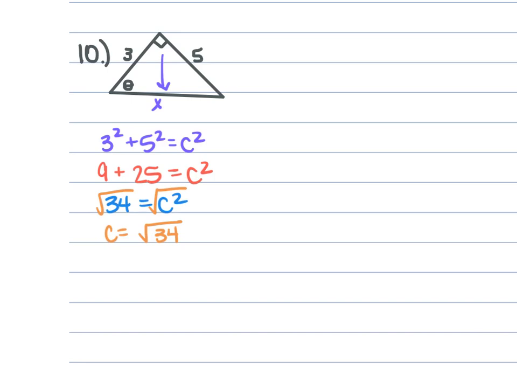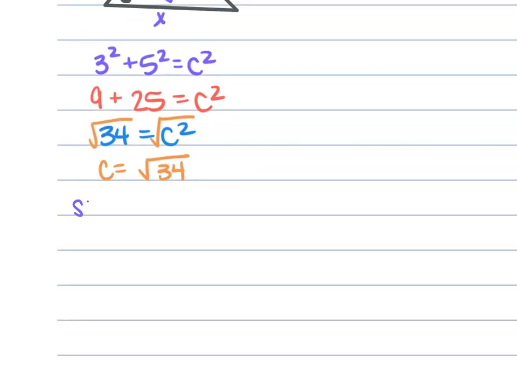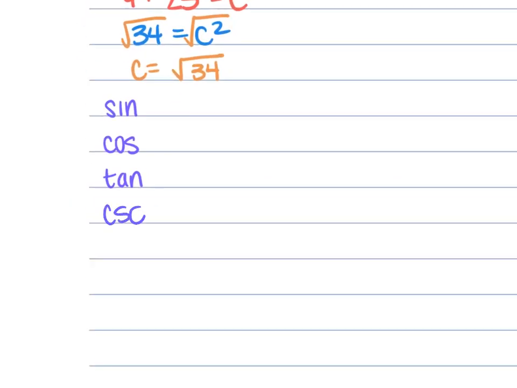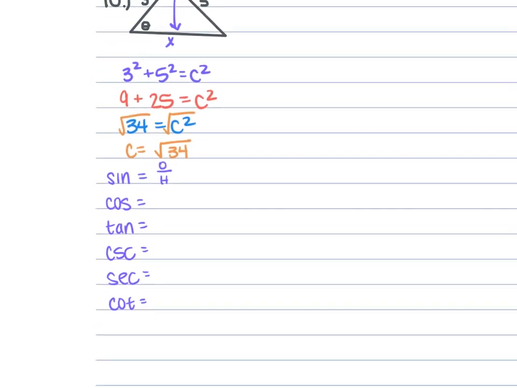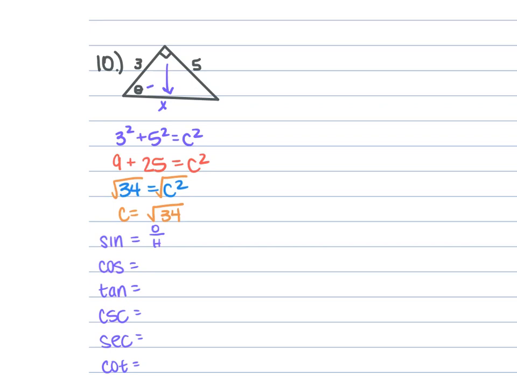So the 6 trigonometric functions are sine, cosine, tangent, cosecant, secant, and cotangent. Sine is opposite over hypotenuse. Our opposite is the 5. The adjacent is the 3. And our hypotenuse was what we found, which is the square root of 34.